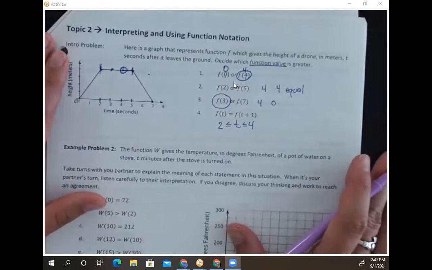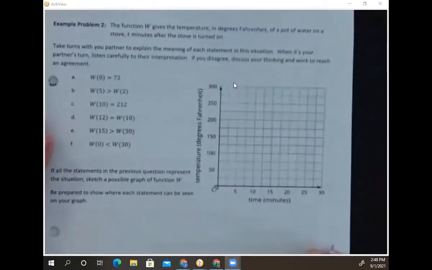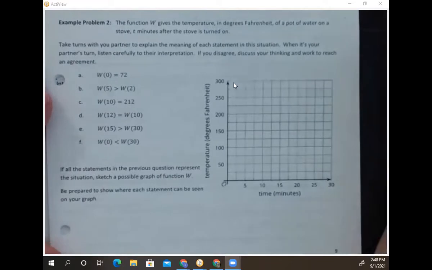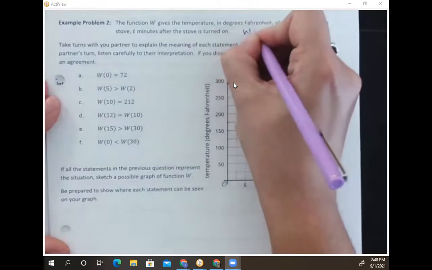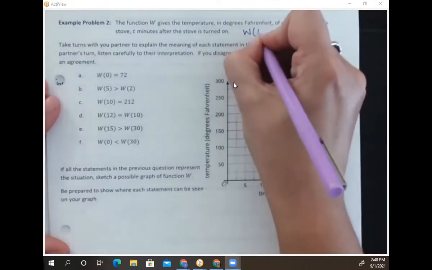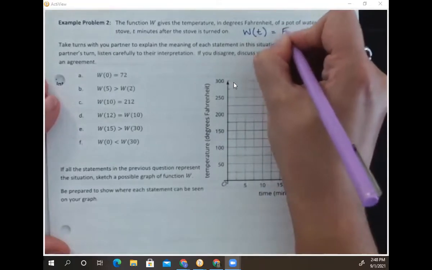Questions for me on that first problem? Okay, and we're going to take a look at one more practice problem for today. So down towards the bottom of page 9, we've got example 2. For example 2, it says the function W gives the temperature in degrees Fahrenheit of a pot of water on a stove t minutes after the stove is turned on. So we're going to have something like W of t equals my degrees Fahrenheit.